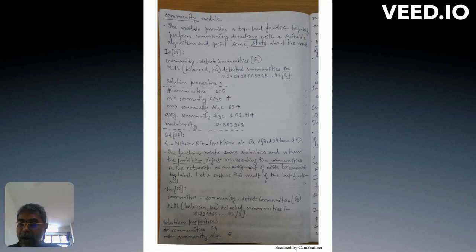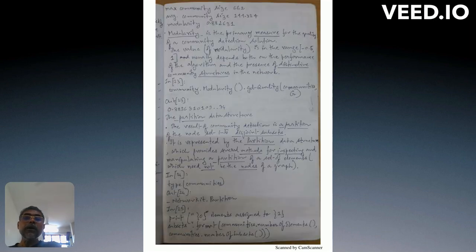So you can have this partition as well. The function prints some statistics and returns the partition objects representing the communities in the network as an assignment of node to community level. Okay, so you can have so many other things, and you can have the stats as it is shown in the below portion of the slide.